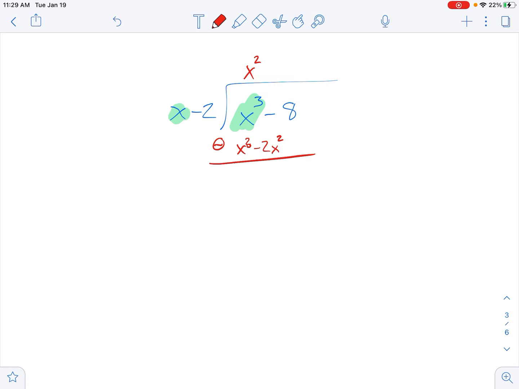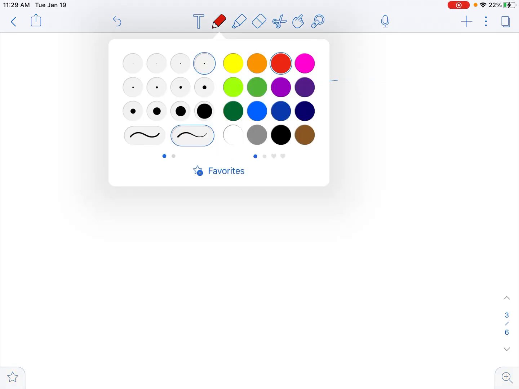So the x cubed minus x cubed, that goes away, good. But then what am I subtracting the negative 2x squared from? That's so strange. So here is my recommendation.